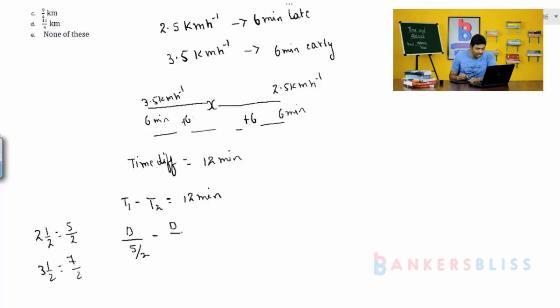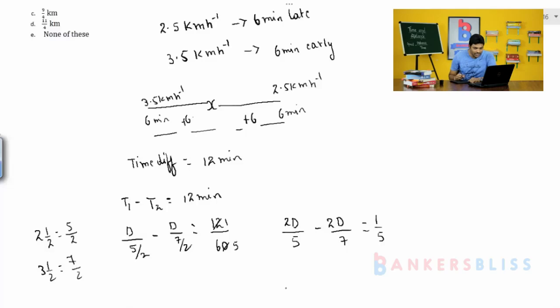So minus d by 7 by 2 is equal to 12 minutes. We have to represent it in the form of hours, so minutes has to be converted into hours, then we have to divide it by 60. So now see guys, 2d by 5 minus 2d by 7 is equal to 1 by 5. 12 ones are 12, 12 5s are 60. So 2d by 5 minus 2d by 7 is equal to 1 by 5.